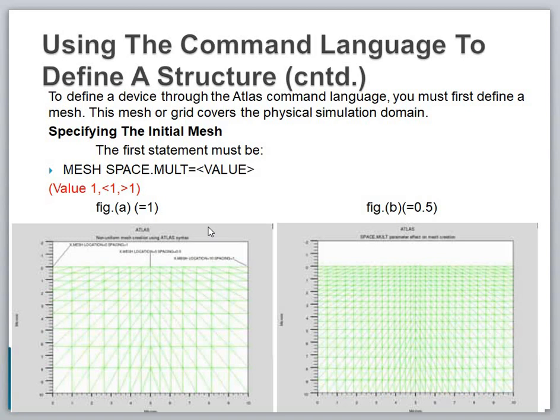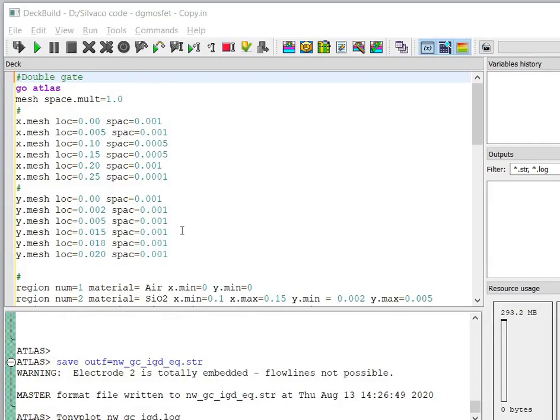If you are decreasing this mesh space.mult value to less than 1 continuously, the meshing will become more coarse. If you are increasing the value of mesh space.mult to greater than 1, then it will make the meshing finer. In most cases, we take the value of mesh space.mult equal to 1. In my example, I have taken the value equal to 1. After that, I have defined the x meshing, then the y meshing.